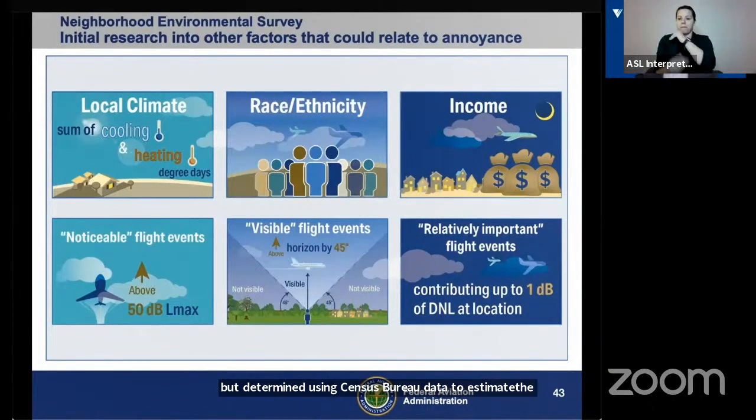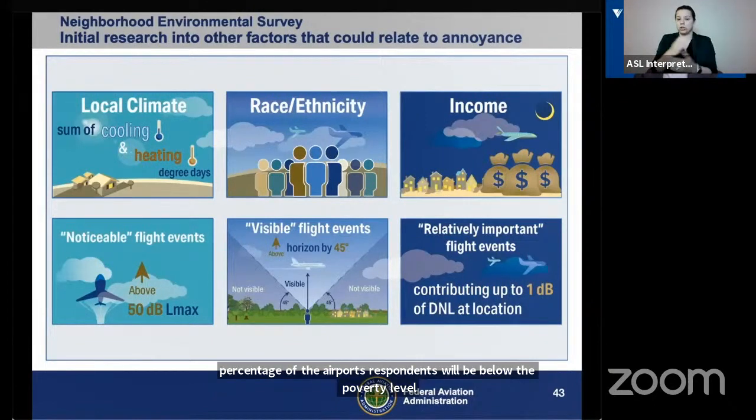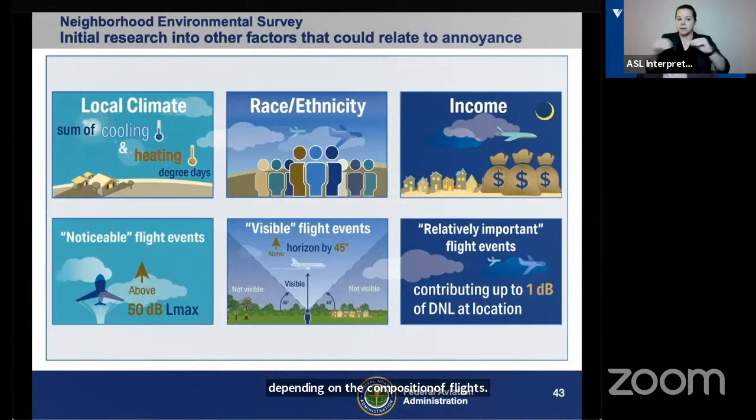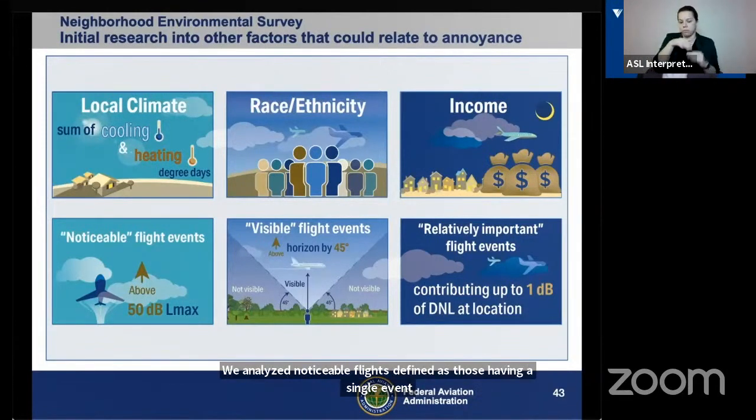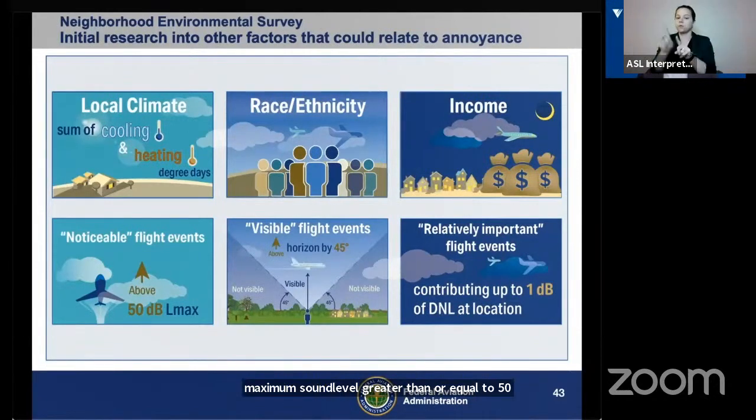Additionally, since DNL is an energy average, there could be differences in experience depending on the composition of flights across airports. To examine this, we analyzed noticeable flights, defined as the number of flights having a single event maximum sound level greater than or equal to 50 decibels, and visible flights, defined as those above the 45 degree line from the horizon at the response location.